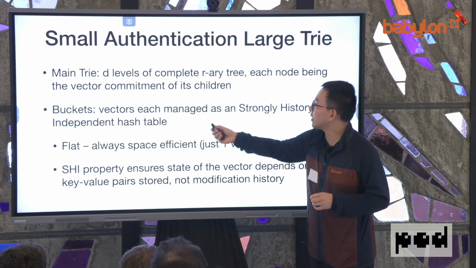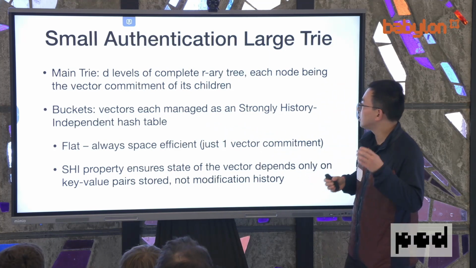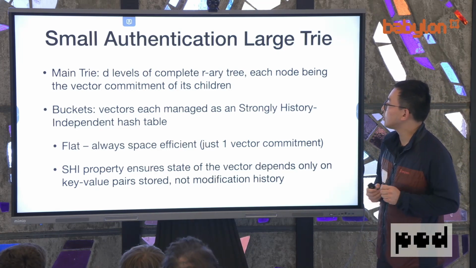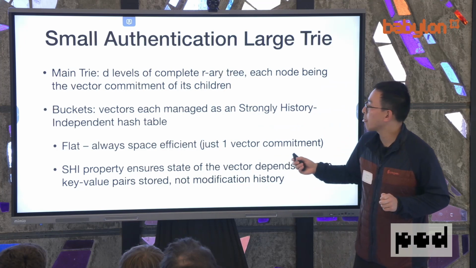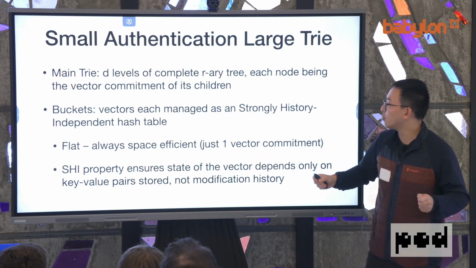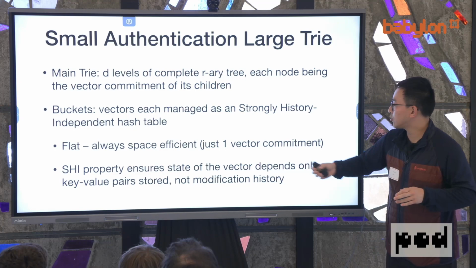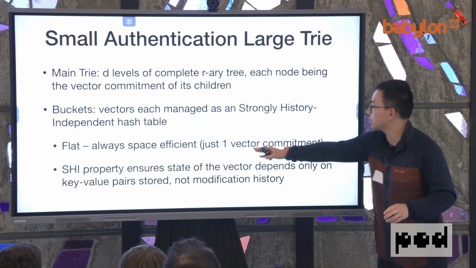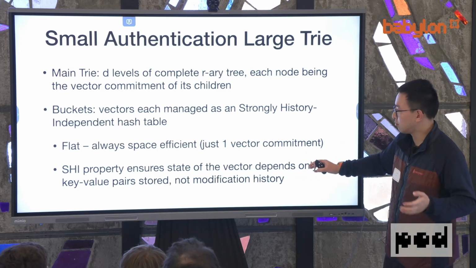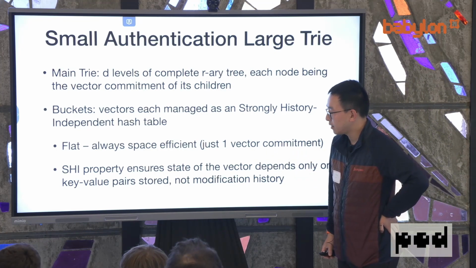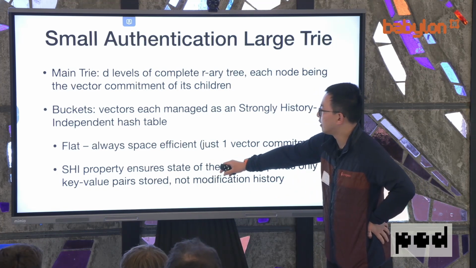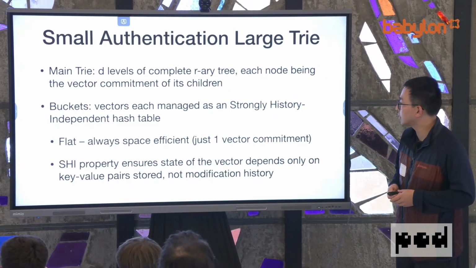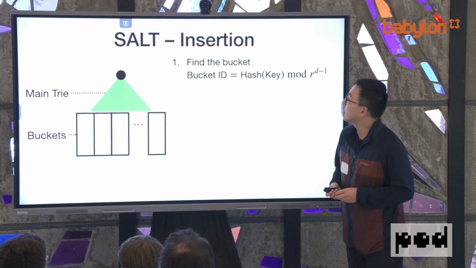And each bucket is a vector, but the way you manage the vector, because you also want some pretty efficient random accessing to it, you manage it as a strongly history-independent hash table. And the fact is it's flat, as I mentioned, it's always space-efficient. It's just one vector commitment over the entire content of the bucket. No intermediate nodes to deal with, always just one vector commitment, always the same constant storage overhead. And the SHI property makes sure that the entire data structure is also history-independent, which is what we want. So I'll walk you through the insertion process.